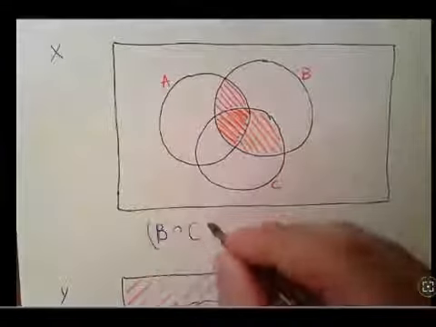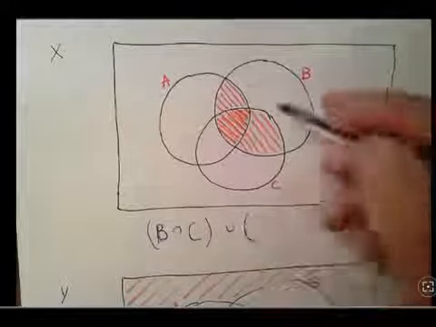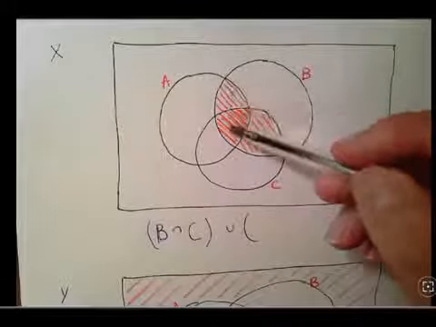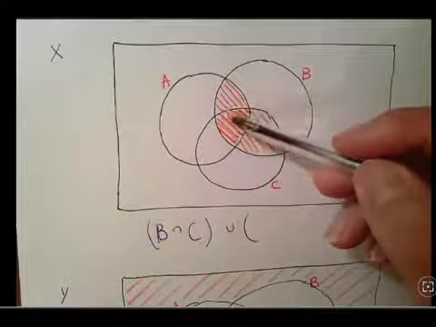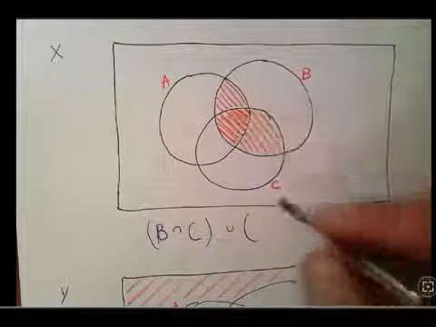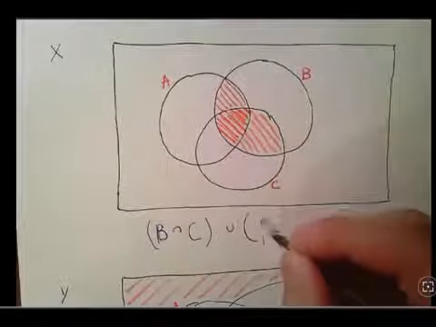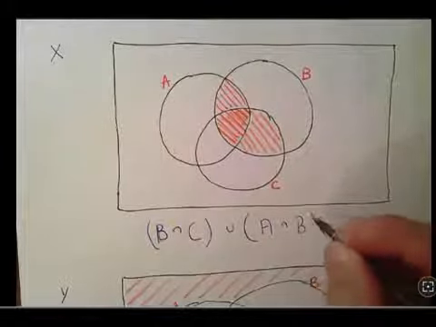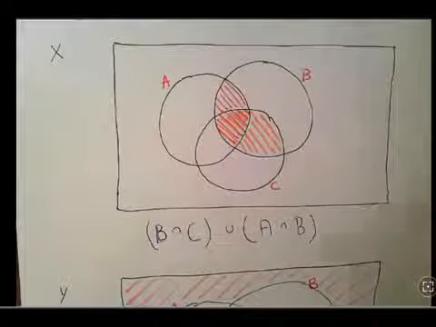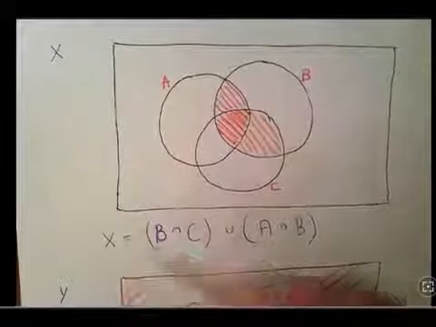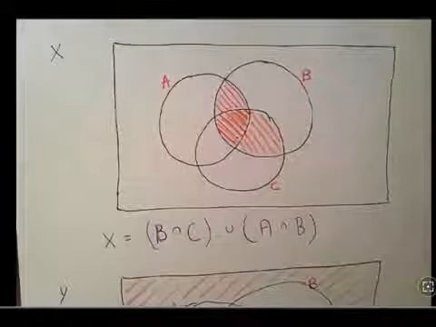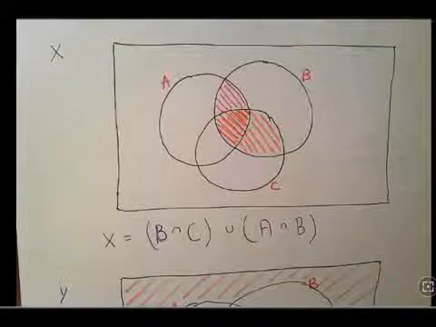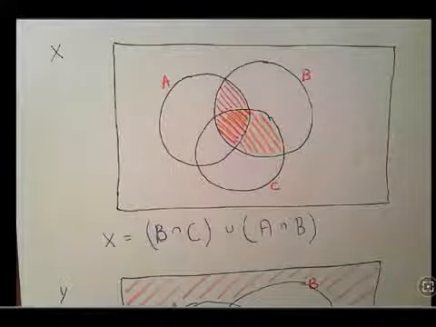union this region here and this region here. Collectively, everything I shaded in red, including the intersection region of all three, is the intersection of A and B. So that is how we could express X. It's the union of the intersection of B and C and the intersection of A and B, or A, B, and C if you prefer.